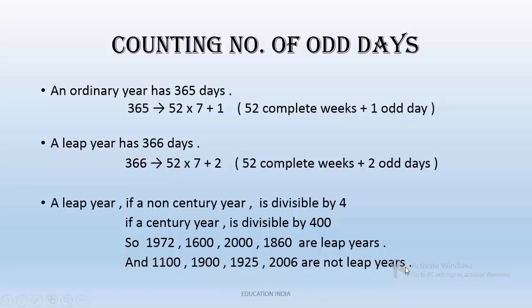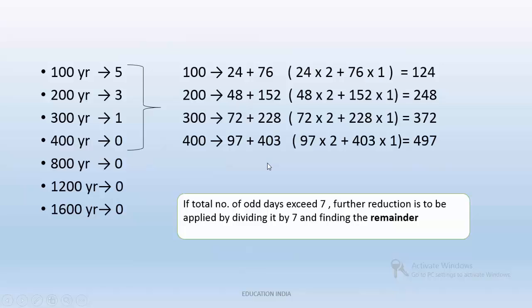So there are some examples: 1972, 1600, 2000, 1860, these are all leap years, and 1100, 1900, 1925, 2006 are not leap years. These are a few more things to keep in mind while solving the problems that we will be approaching. A 100-year span will have 5 odd days. A span of 200 years will have 3 odd days. A span of 300 years will have 1 odd day, whereas a span of 400, 800, 1200 and 1600 years will have 0 odd days. The justification for this can be seen here.